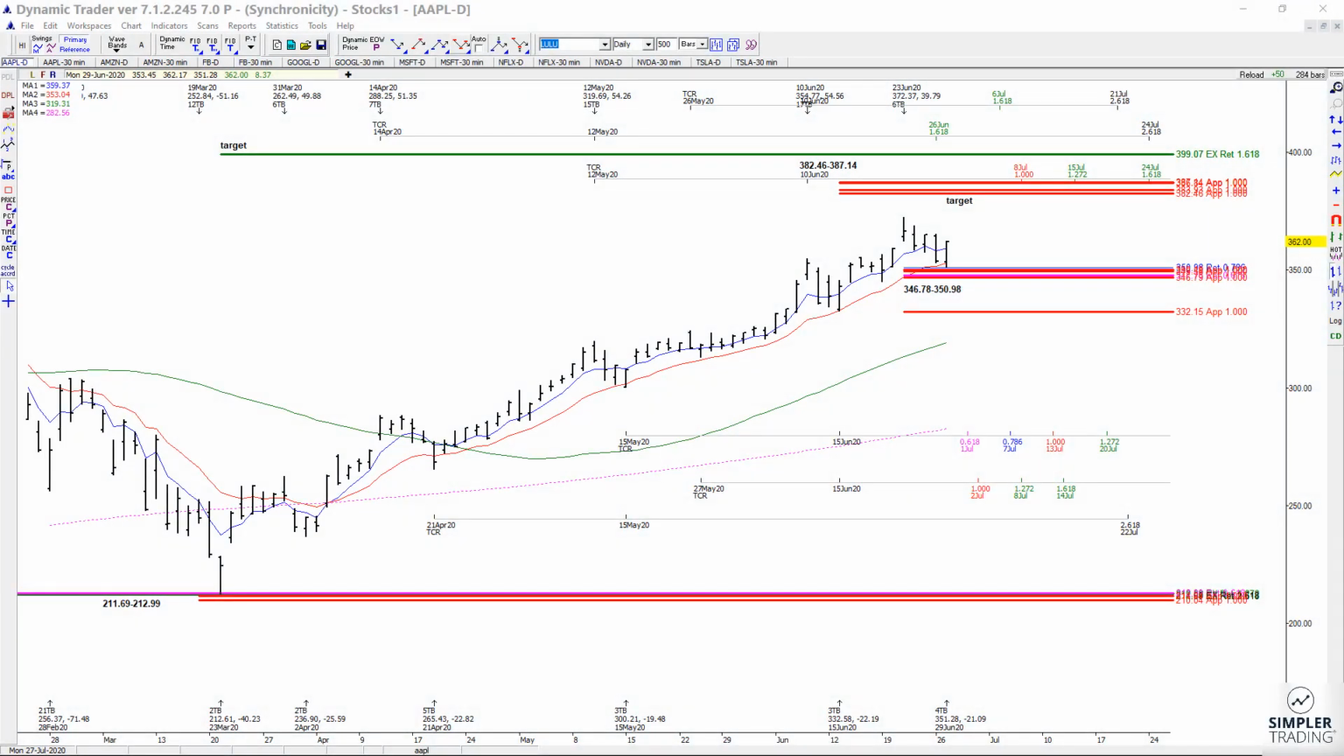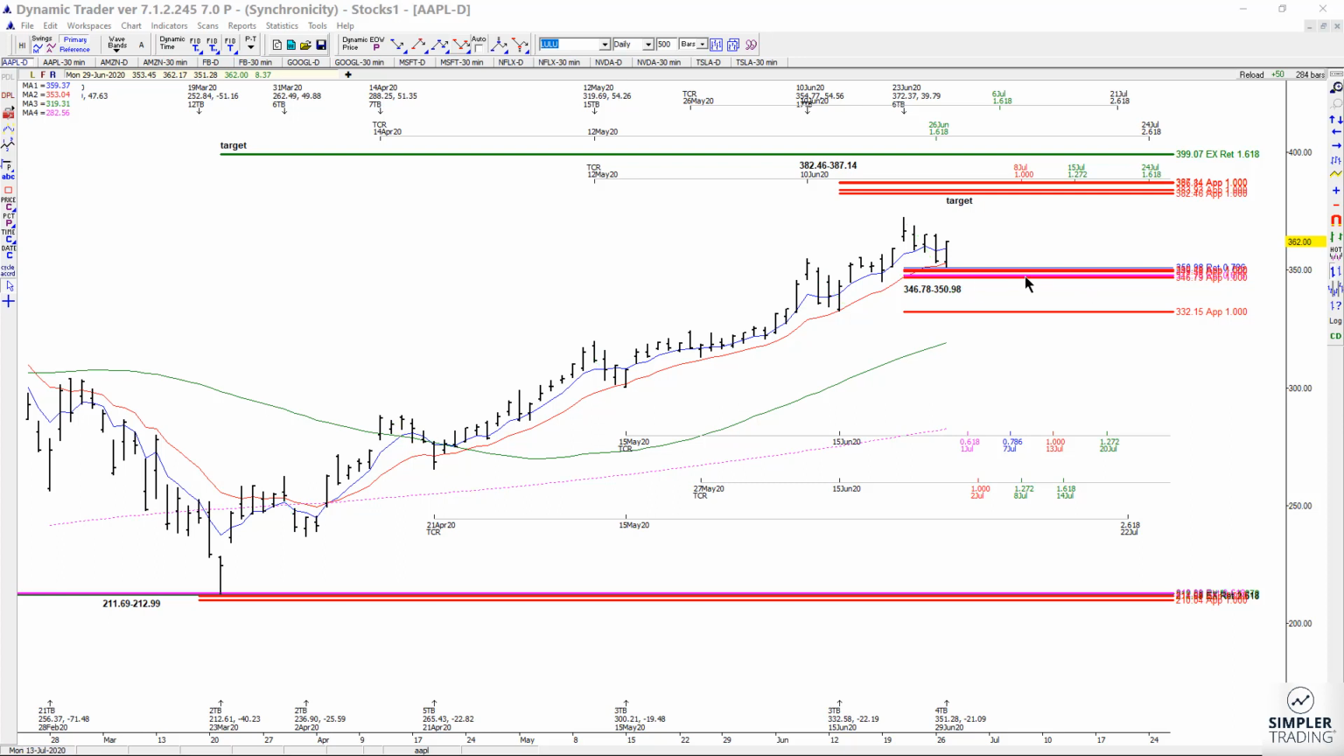Okay, so last week I talked about the setup decision in Apple, and that this recent decline was very similar to some of these prior declines within the uptrend. So as long as we didn't break this type of support, we could end up resuming the rally.